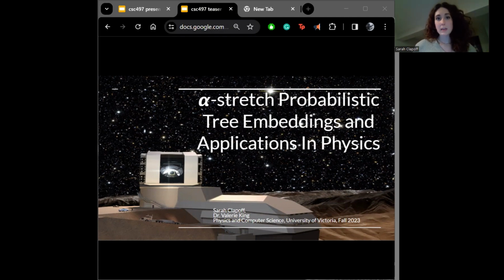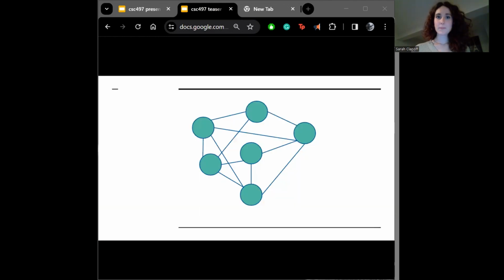So I'm doing a combined degree in physics and computer science, and throughout my degree, I've been really lucky to get to see some of the astronomy work that people at UVic are doing. And so I've really enjoyed that. It's been a favorite part of my degree. And so for this project, I wanted to look at some PTE algorithms, and then I wanted to look at applying those algorithms to problems in physics and astronomy.